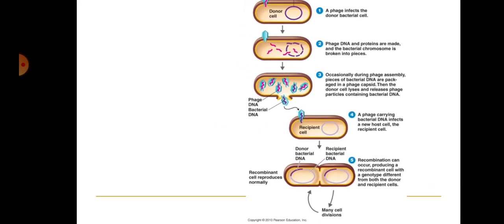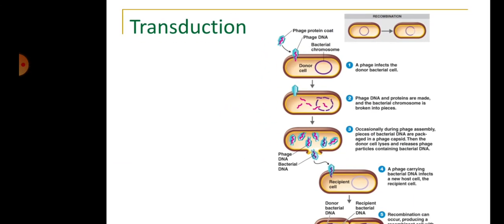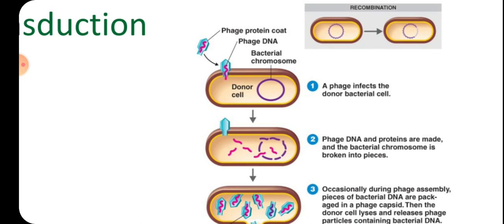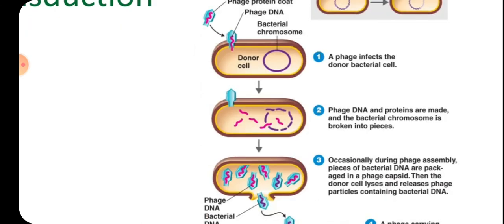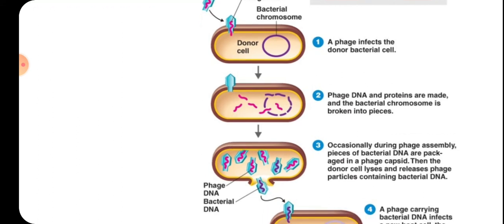Now, this is a diagram showing transduction. Here in this diagram, you can see the recombination. In the first stage, a phage infects the donor bacterial cell. In the second stage, the phage DNA and proteins are made and the bacterial chromosome is broken into pieces.